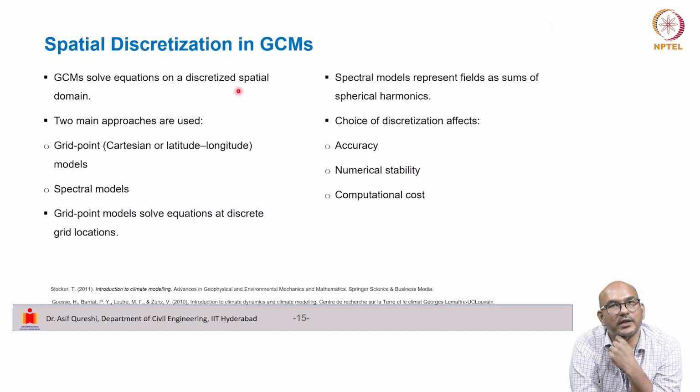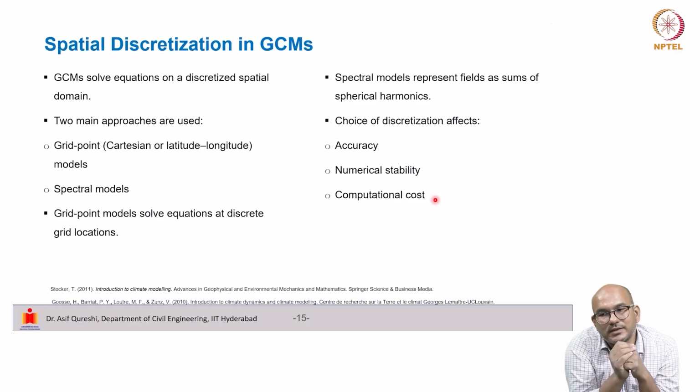Now, why is this discretization important? Because this affects the accuracy of the model, the numerical stability of the model, also the computational cost. If we have a large spatial grid, the computational cost may be low.